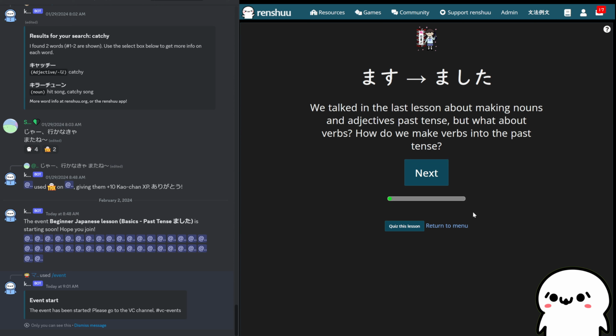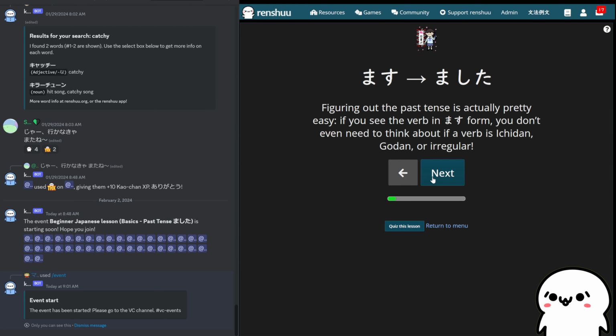We have talked before about the mas form, the present tense: tabemasu, ikimasu, yarimasu, all those good things. And the good thing with the past tense is it's not much of a change from those. When we were talking about the mas form, we talked about if something is ichidan or godan or irregular. Real fast, just as a quick review, let's practice forming the mas forms for a minute.